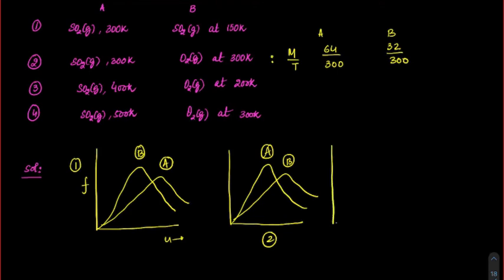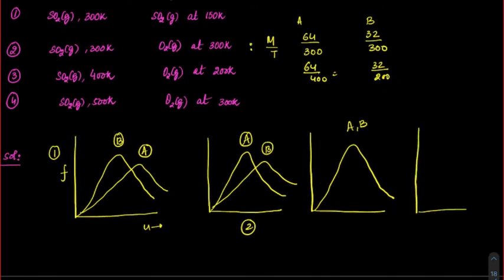See the third graph here. SO2 at 400 K and O2 at 200 K. Again, you can check this out. It is 64 divided by 400, and this is 32 divided by 200. They are coming to be exactly the same. So therefore, there will be only one graph. Both of them will coincide. So A and B, same graph.